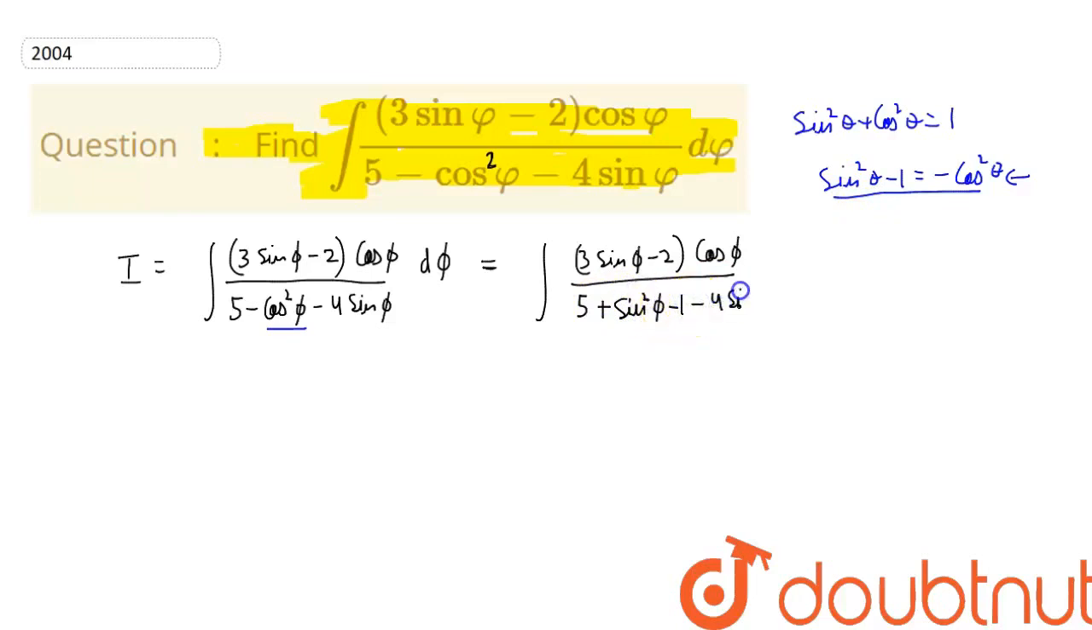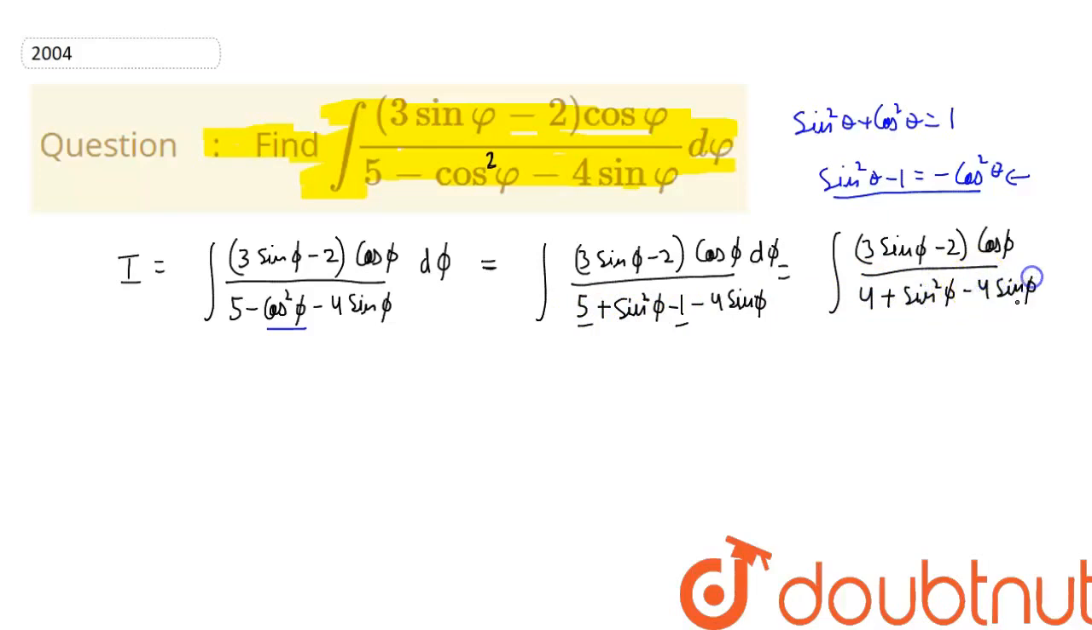So this can be rewritten like, here we have (3 sin phi minus 2) whole times the cosine of phi, and here we also have the integration with respect to phi, and in the denominator we have 5 minus 1, that is 4. So here we have 4 plus sin square phi, and here we have minus 4 sin phi. So this is what we have got here.